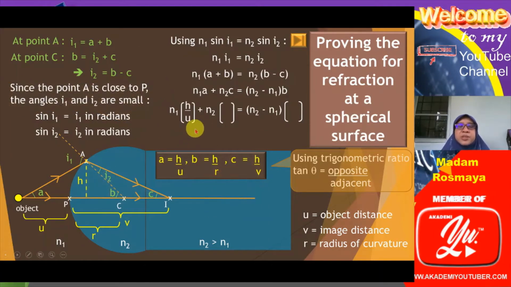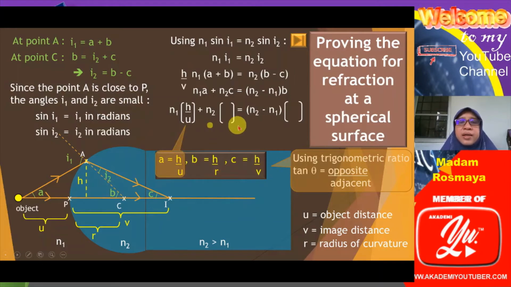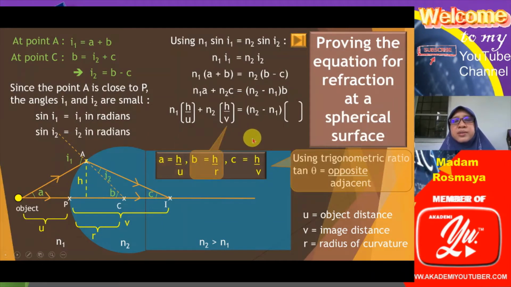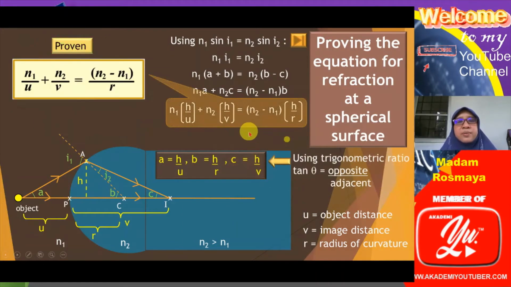Next we substitute A, B, and C into the equation. Then we can cancel out H, and we rewrite the equation: N1 per U plus N2 per V equals (N2 minus N1) per R. So the equation for refraction at a spherical surface is proven.